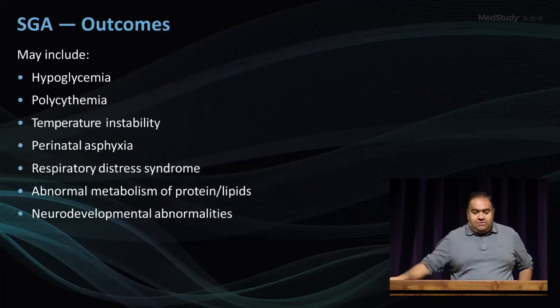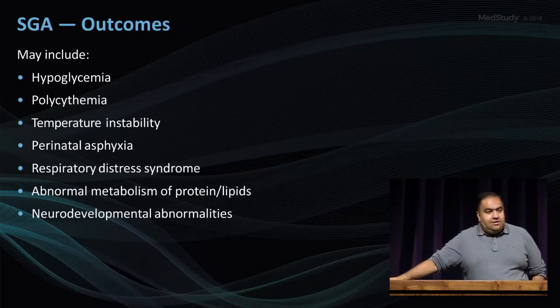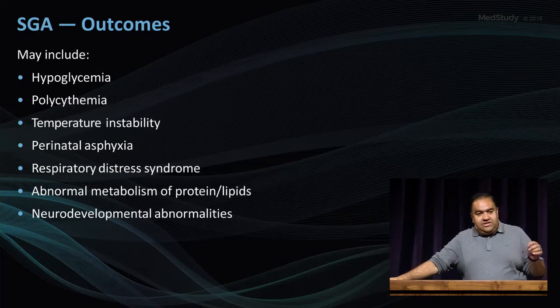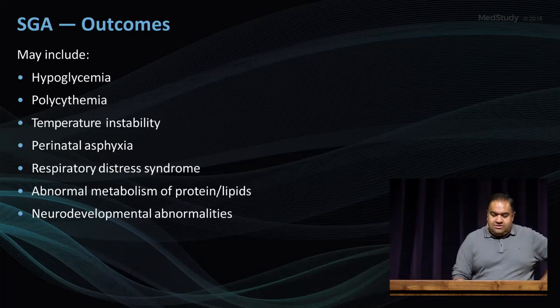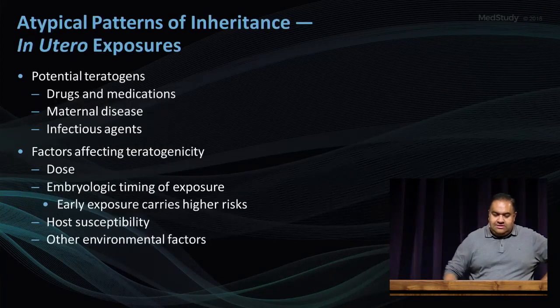Outcomes for SGA may include hypoglycemia, polycythemia, temperature instability. Remember perinatal asphyxia, put a star next to that, because that is the one that usually is associated with a lot of the small kids because of uteroplacental insufficiency. RDS, respiratory distress syndrome, abnormal metabolism of proteins and lipids, and neurodevelopmental abnormalities.